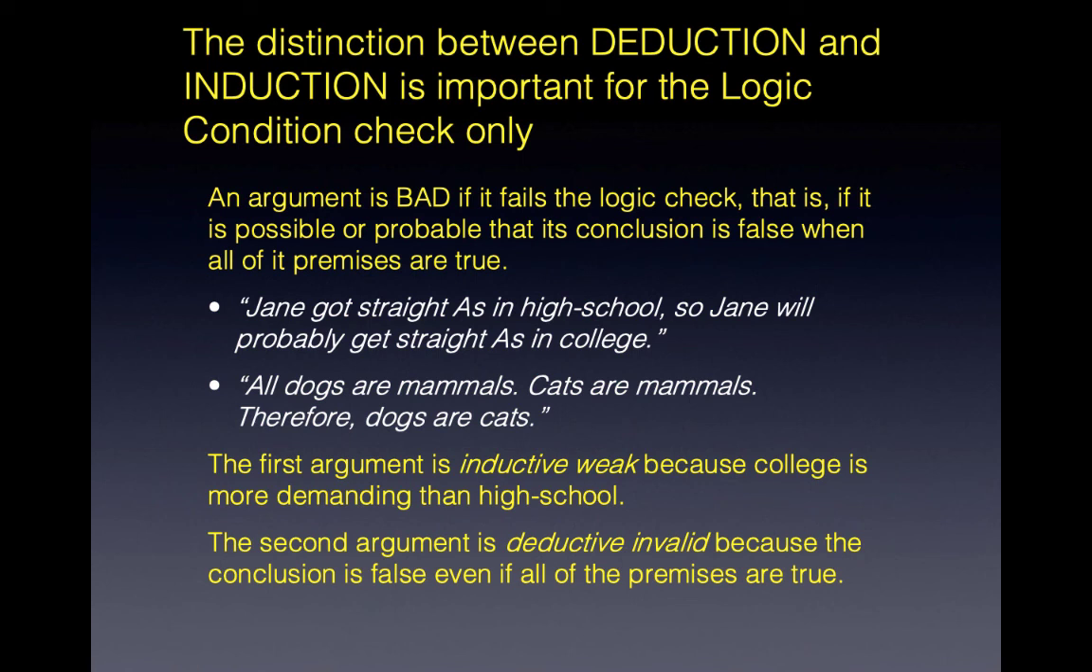Let's look at those arguments again. Jane got straight A's in high school, so Jane will probably get straight A's in college. Or all dogs are mammals, cats are mammals, therefore dogs are cats. This kind of looks like a deductively valid form of argument you're seeing on the worksheet. This is actually not modus ponens or modus tollens, though it kind of looks like them. It is not at all what those arguments require, namely, in the case of modus ponens, that you affirm the antecedent condition so that you may conclude the consequent condition.